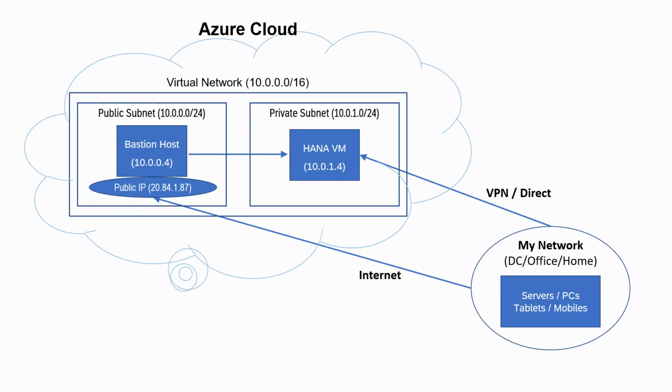Just one correction: VPN and direct connection are two different things. VPN connectivity is different and direct connection is different. They are not one and the same. With a VPN, we are connecting through a VPN service and then connecting to HANA. Then what is direct? Direct is a direct connectivity.